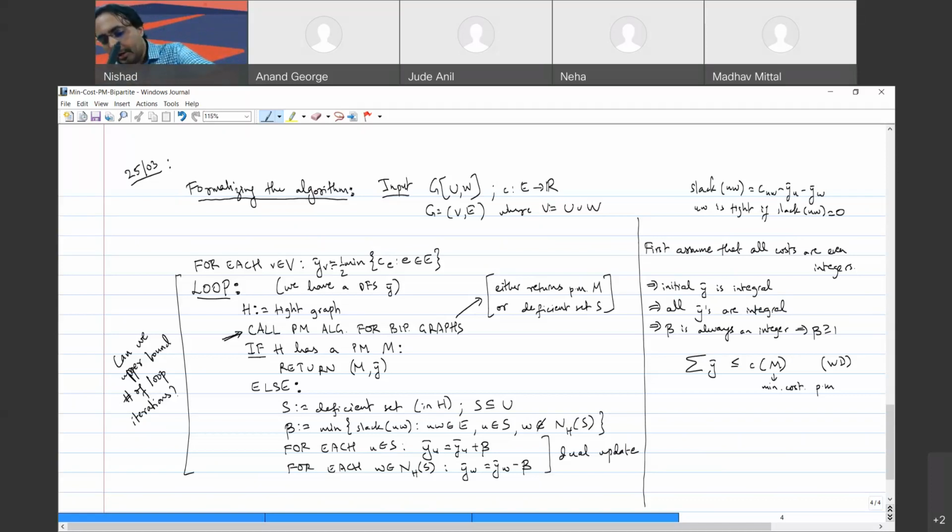All right. And the initial y bar, if you think about it, it is basically half times the minimum cost of all edges, and we are summing over all vertices. So we get n over 2 times the minimum cost of all edges, where n is the number of vertices, right? The value of the initial y bar is n over 2 times the minimum cost of all edges. Let's call this value L.